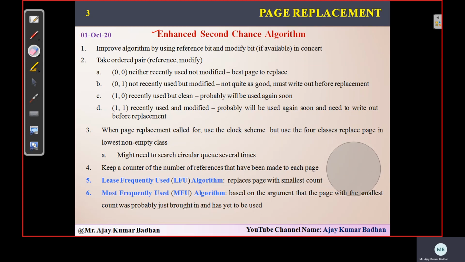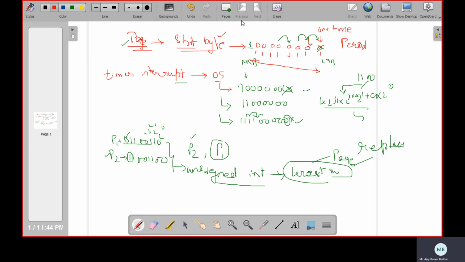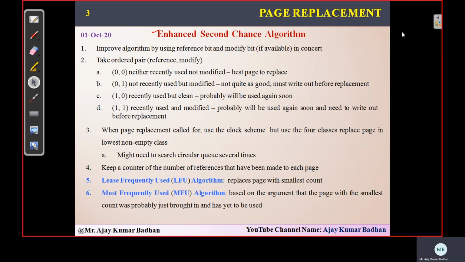Now, since in a pair we have two values, how many combinations will we get? 2 to the power 2, that is 4 combinations. So these are the 4 combinations we have here: 0,0, 0,1, 1,0 and 1,1. So what do we mean by 0,0? This is the reference bit and this is the modify bit. So first we see the reference bit. So what does that mean?